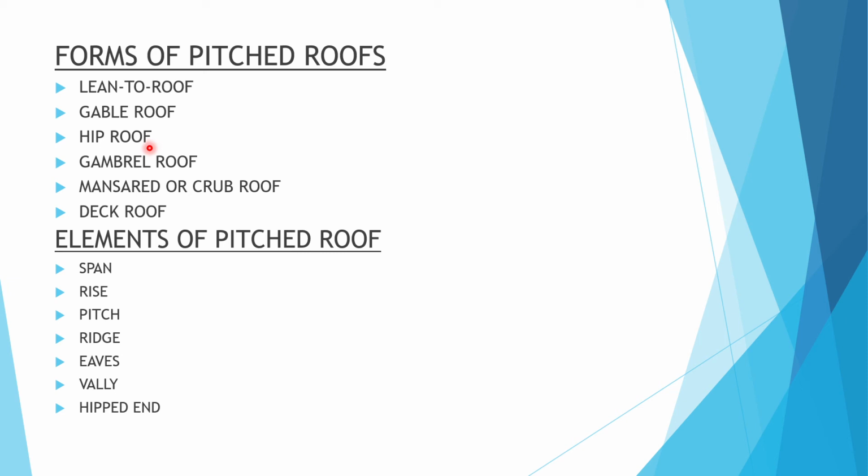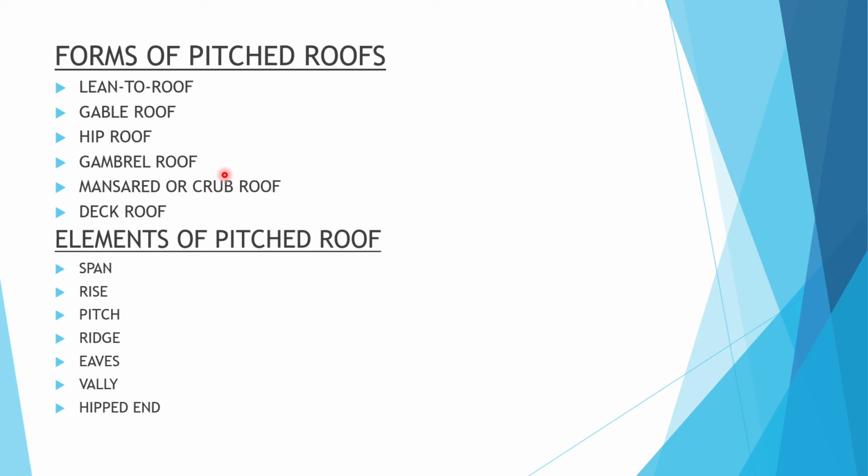Next, fourth form is gambrel roof. Gambrel roof, like gable roof, slopes in two directions, but there is a break in each slope. At each end, a vertical face is formed.